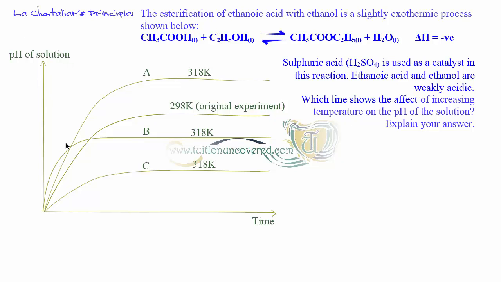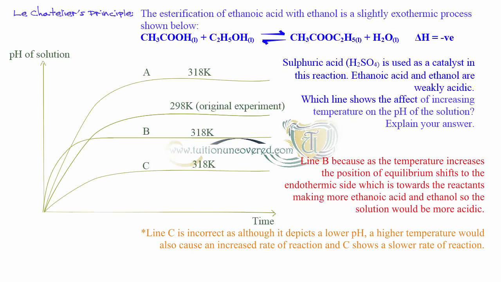From this pH against time here, we're seeing the change in pH, and I hope what you appreciate is as the original experiment is showing when it levels off, that must indicate some sort of equilibrium. Therefore, the pH has stopped changing. We're not changing the concentrations of our ethanoic acid and ethanol. Have a moment, think, decide, check your answer with mine in a few seconds. So the answer. Line B is the correct answer.